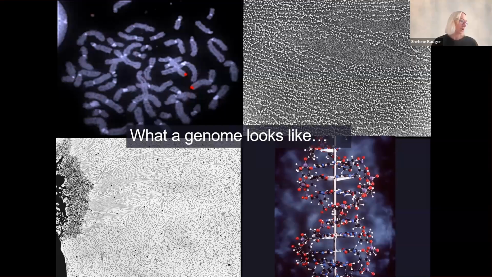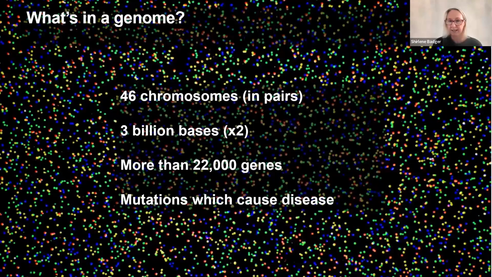So what's in a genome? Very classically, 46 chromosomes in pairs, 3 billion bases, again, times 2. We know that there's more than 22,000 genes. There's a lot of discussion around how many genes exactly, and there are mutations which cause disease.